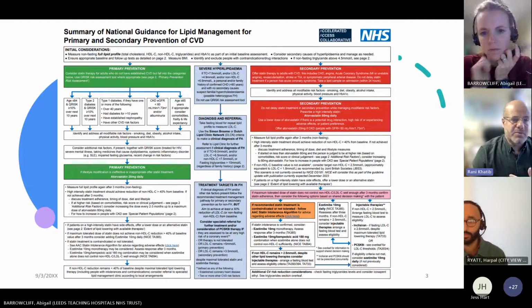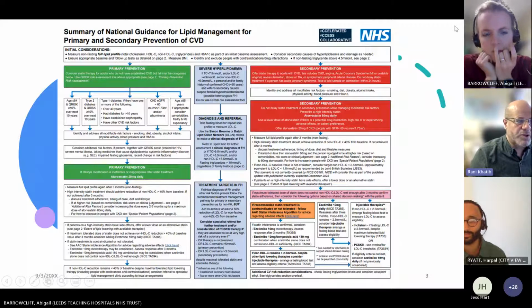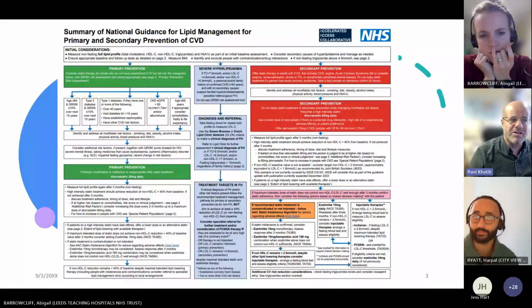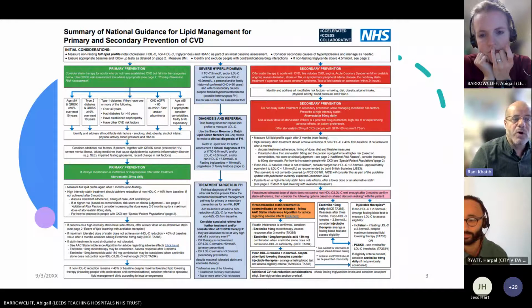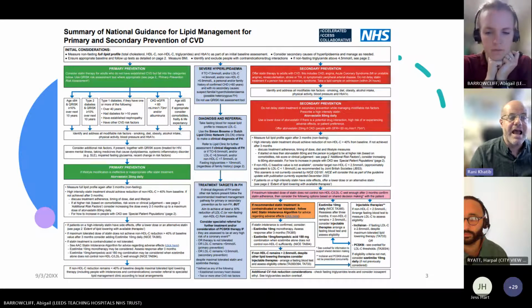The next element when you embark on the pathway is to decide which of the three columns you are in. First of all, are you in the green column, which is primary prevention? That's somebody who has not been diagnosed with established cardiovascular disease. Or you've got the red column, where you've got somebody who has got established atherosclerotic cardiovascular disease. And the definition of that is somebody who's got ischemic heart disease, somebody who's got angina, somebody who's got peripheral vascular disease, stroke, transient ischemic attacks. All these would class somebody with established atherosclerotic cardiovascular disease, and then you manage them from the red column there.